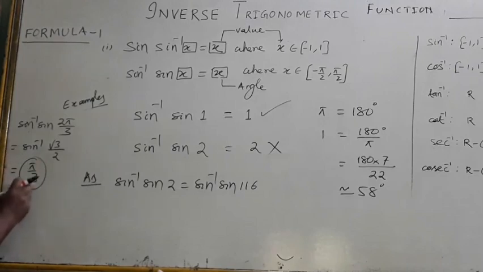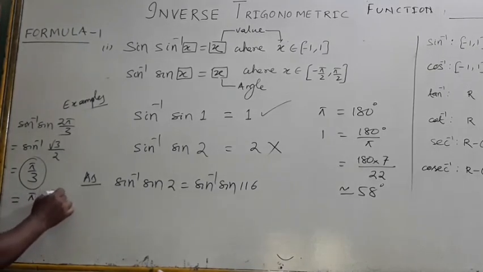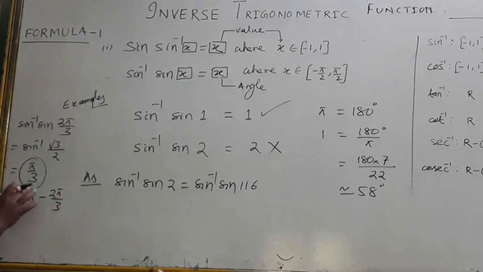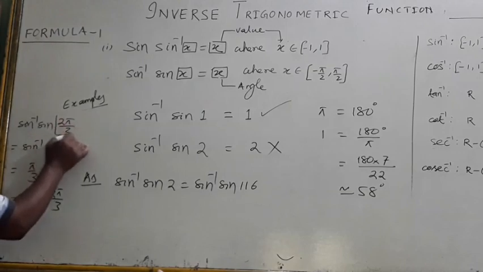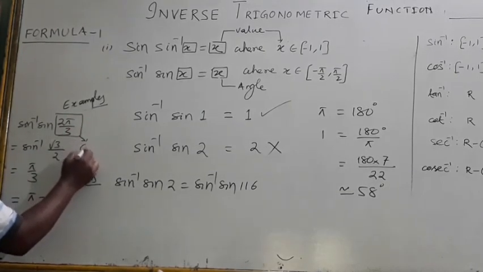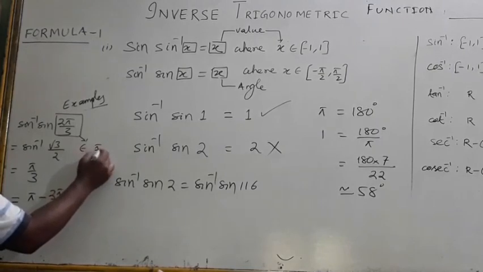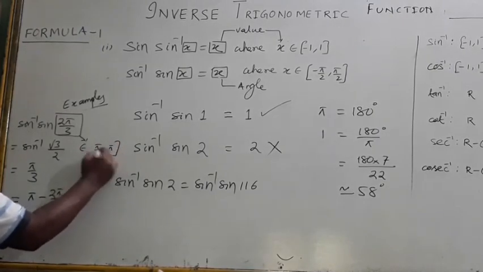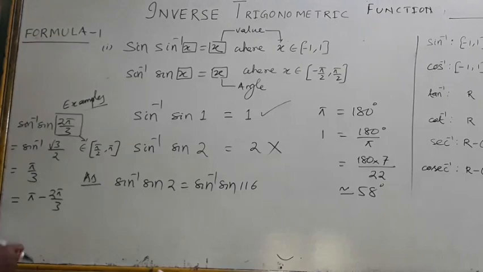Where is this pi by 3 coming from? This pi by 3 is equal to pi minus 2 pi by 3, as this value belongs to the range pi by 2 to pi. So its answer is pi minus 2 pi by 3.